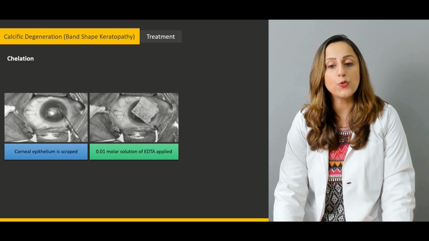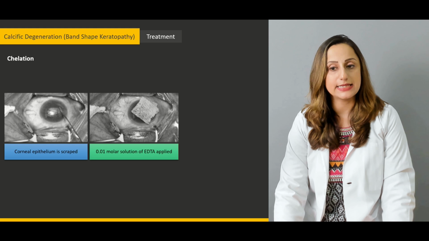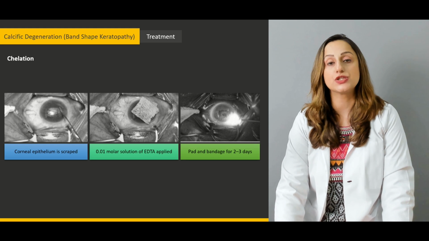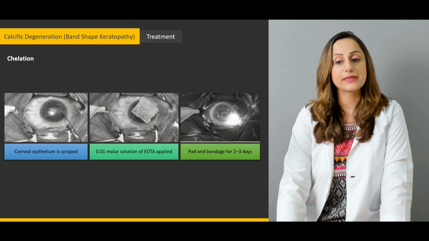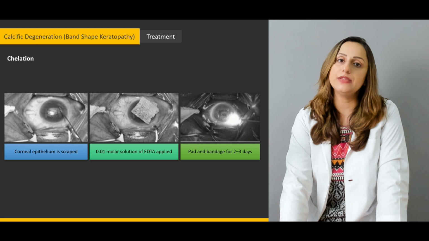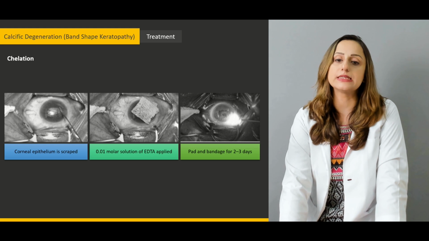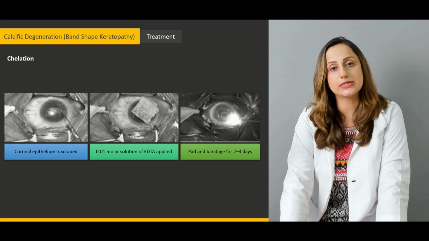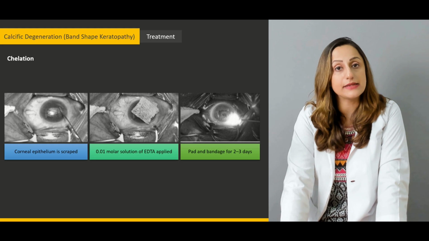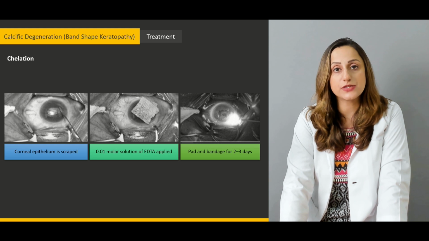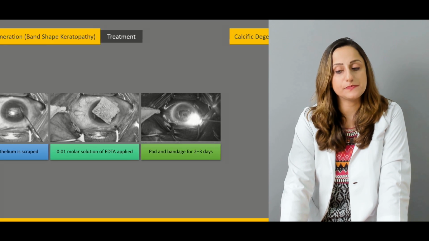A 0.01 molar solution of EDTA is applied, and then we pad and bandage for 2 to 3 days. This is the whole procedure for chelation. Whenever we have patients with calcific degeneration, this is the kind of keratoplasty that is performed, and this can result in improved vision, and quite positive results are seen in these patients.